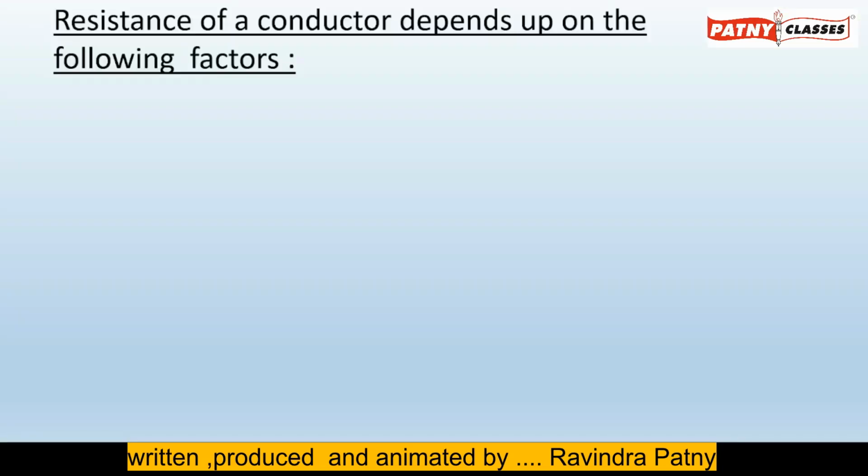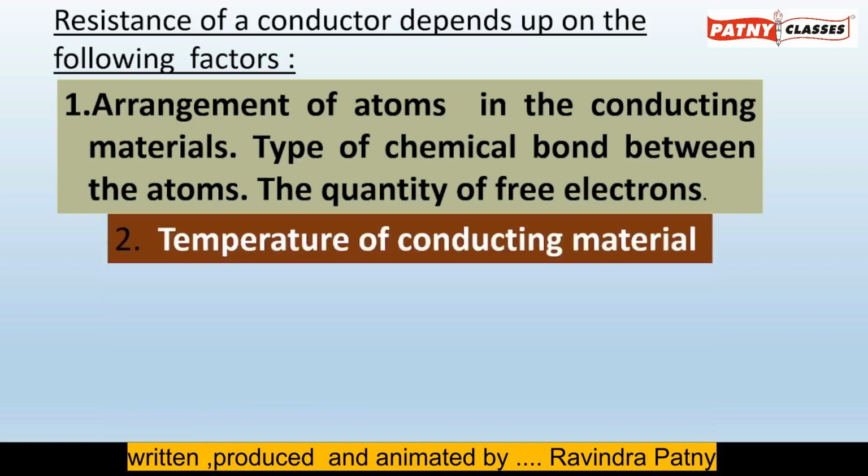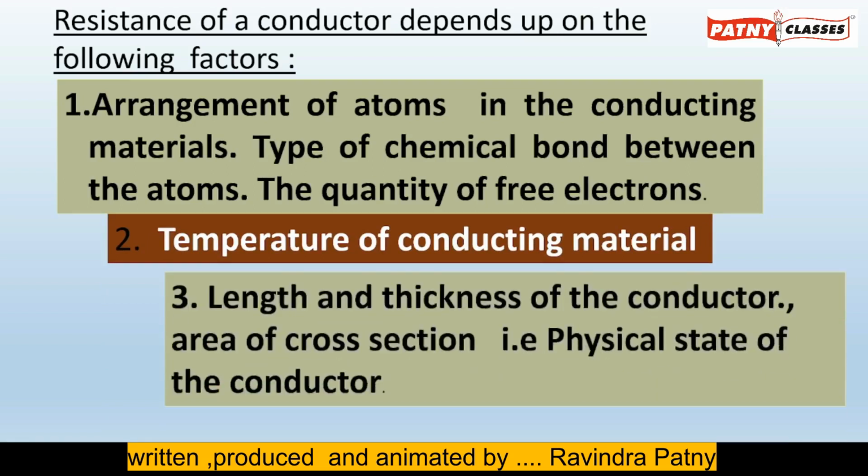Resistance of a conductor depends upon the following factors: the arrangement of atoms in the conducting material, the type of chemical bond between the atoms, the quantity of free electrons, the temperature of the conducting material, the length and thickness of the conductor, and the area of cross section, that is, the physical state of the conductor.